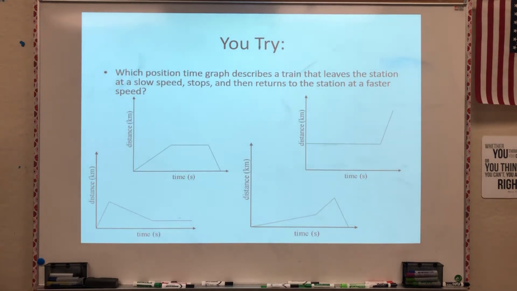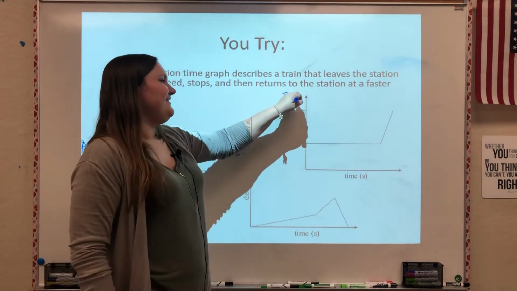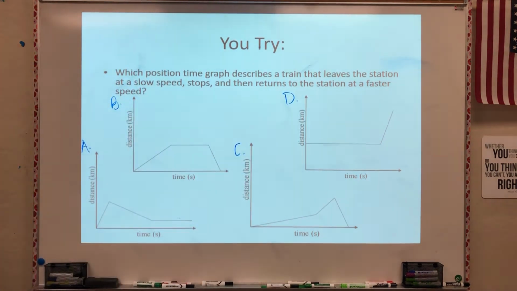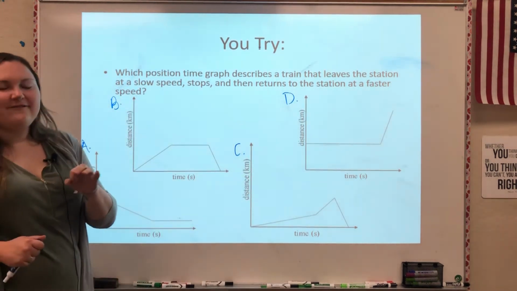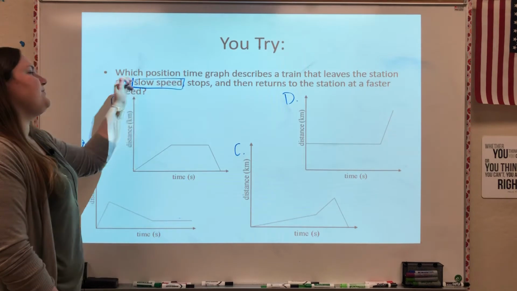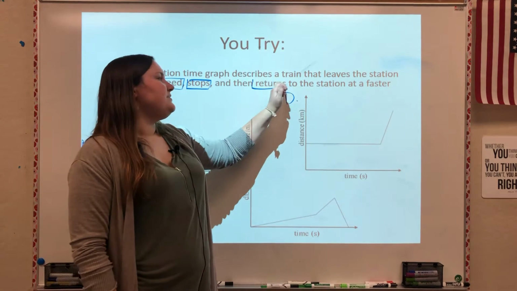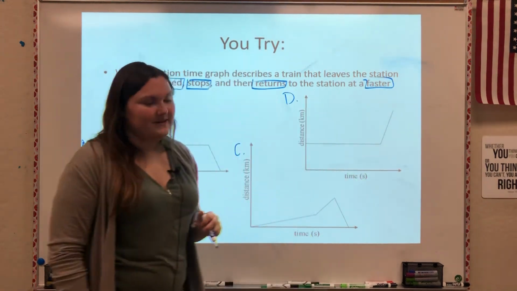The other question is, which position time graph describes a train that leaves the station at a slow speed, stops, then returns to the station at a faster speed? Let me label them for you. This is A, B, C, and D. All right, we're looking for a graph that has 3 things on it. The first thing I need is showing that it's leaving at a slow speed, then it's stopping, and then it returns at a faster speed.